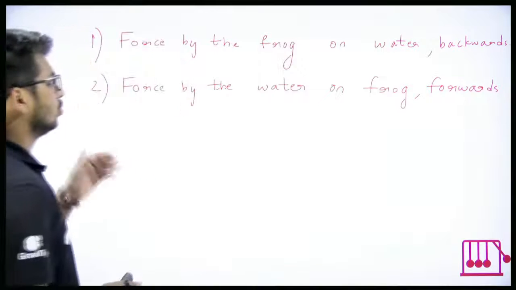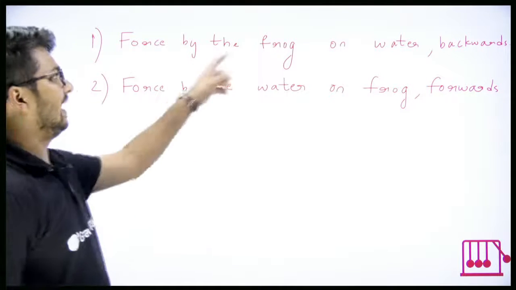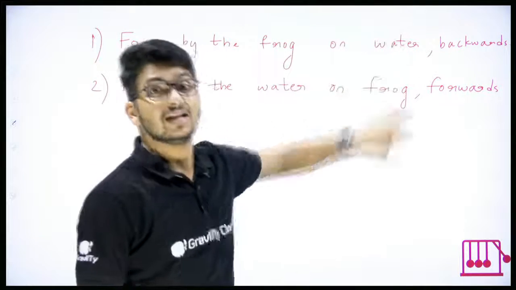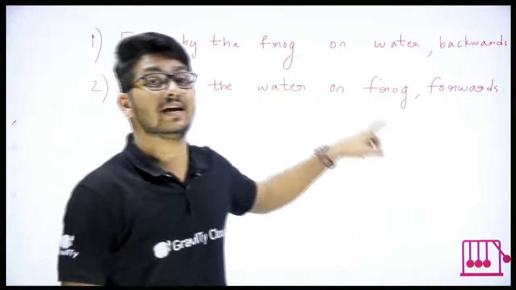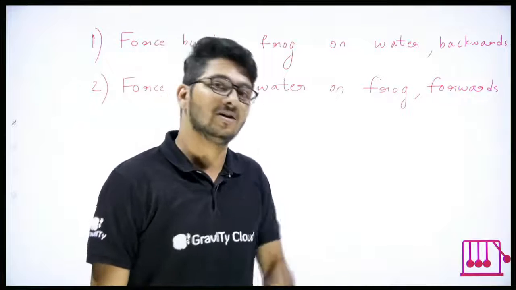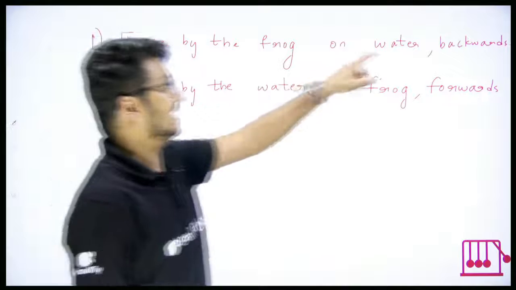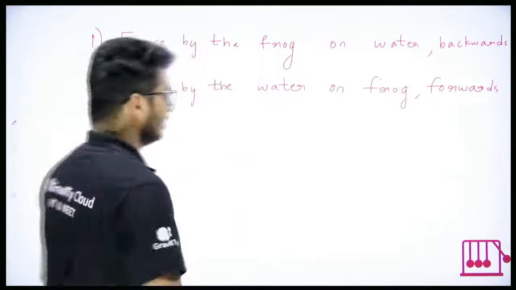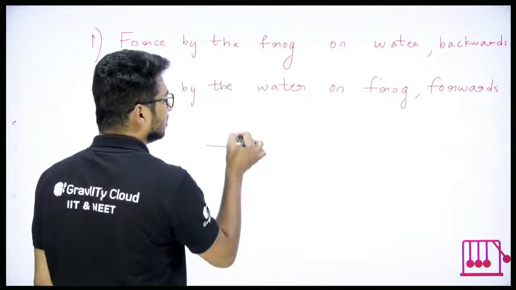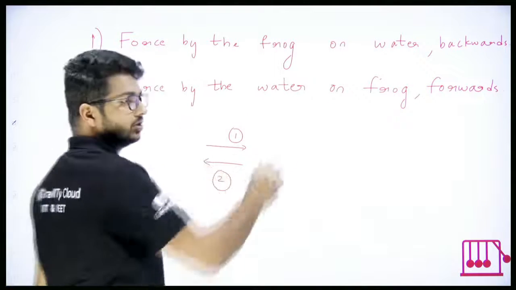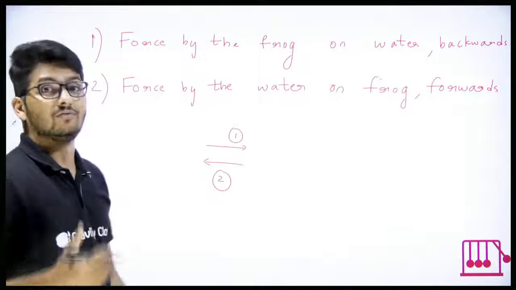So we can understand a few things from this. Between any two bodies, like I say, when the frog is exerting force on the water, then the water will also exert a force on the frog. There will be two forces. First force and second force. And the direction is opposite. Yes or no? If one force is towards right, the other force will be towards left. I mean, if one force is backwards, the other force will be forwards.